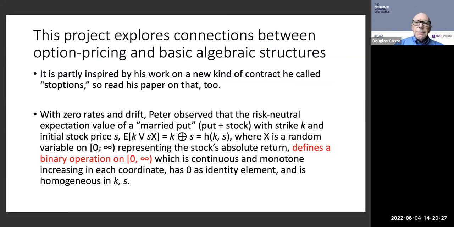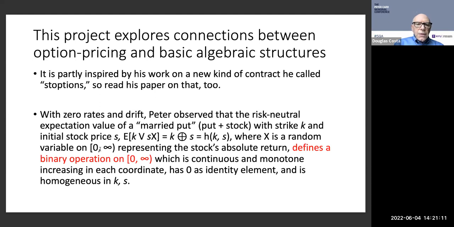So this project explores the connections between option pricing and basic algebraic structures. It's partly inspired by Peter's work on a new kind of contract that he called stoptions. So if you're interested in following up, you should read that paper too. So in some ways, this talk will be a continuation of the talks by Federico and Pasquale from yesterday. They introduced a lot of these same notions, and Peter was obviously collaborating with them in this direction as well, and it was something fascinating to him. And I should mention that a student of his, J.P. Delevin, has also made some progress on these questions.